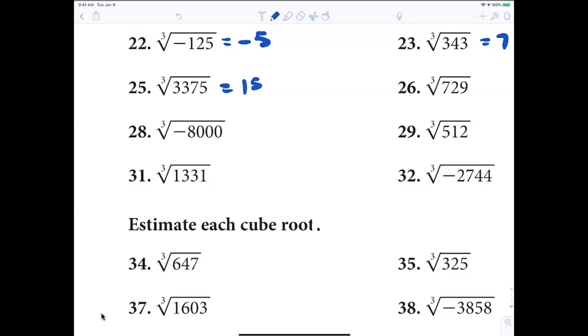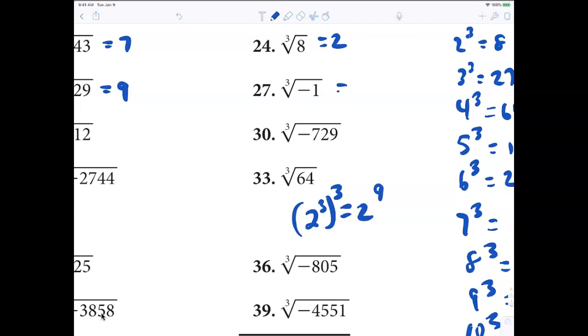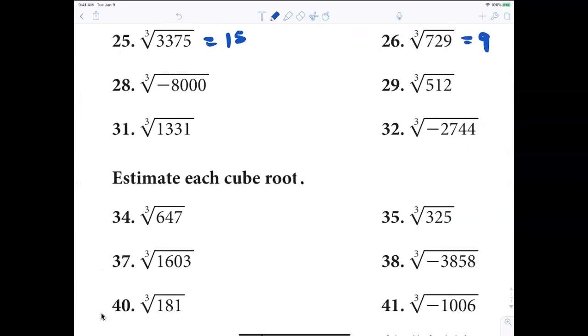All right. So again, the cube root of 3375 is what? Now, I would have tried 15 just because it ends in a what? It ends in a 5. All right? So again, 15. We know what the cube root of 729 is. 9. Cube root of negative 1. Negative 1. All right, now, here we go. Cube root of 8.